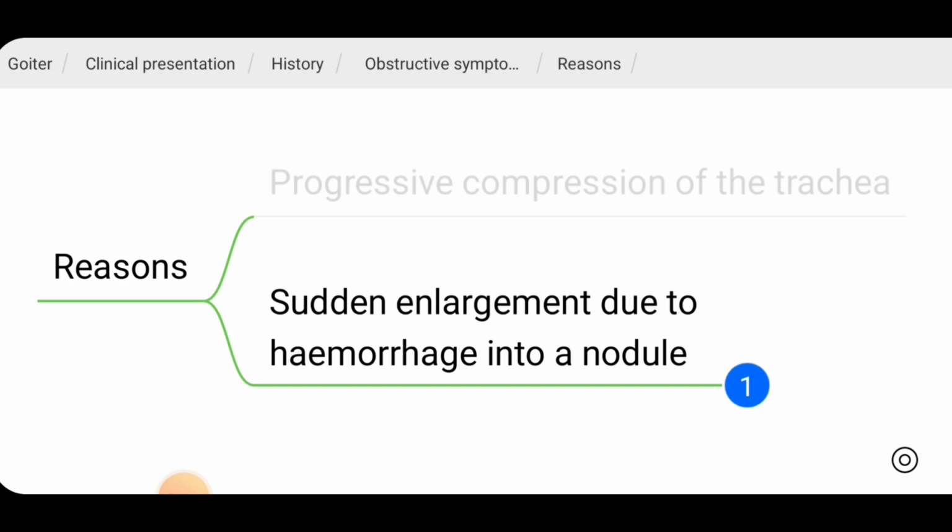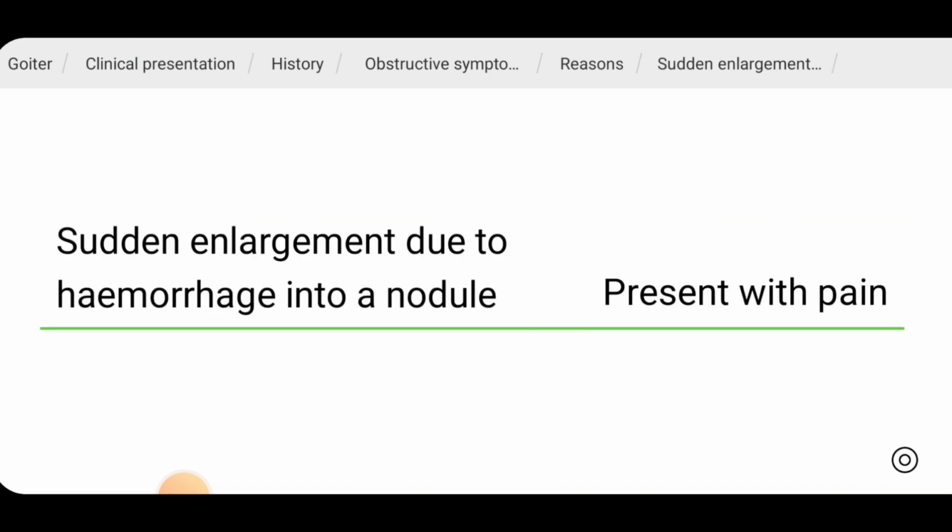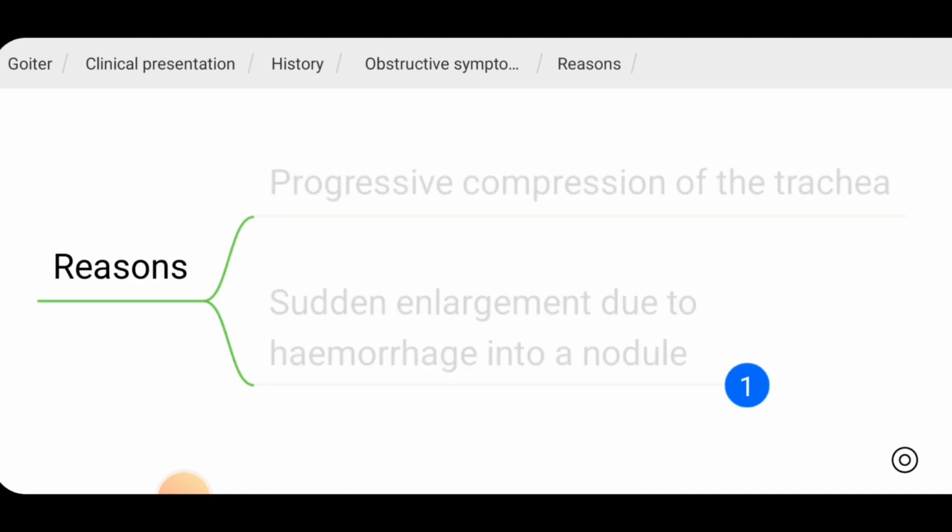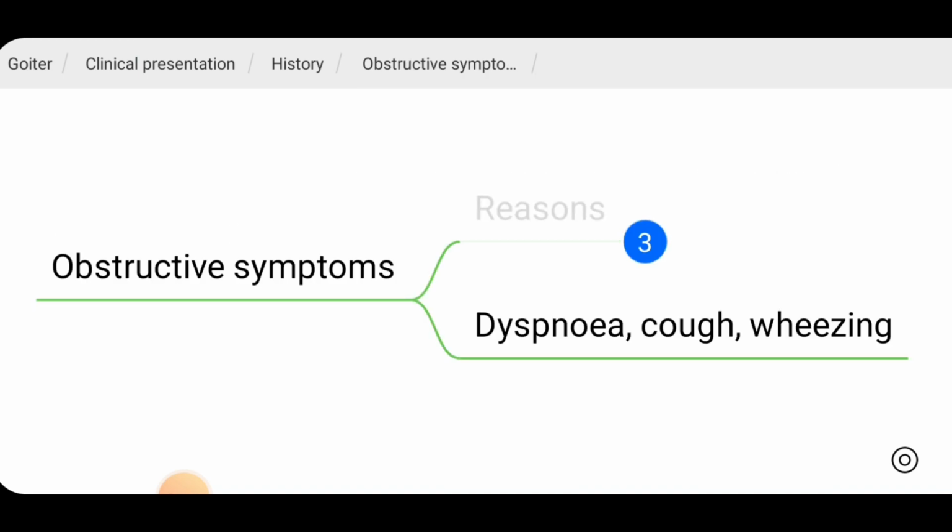And also the obstruction may occur due to sudden enlargement due to hemorrhage into a nodule. And in this case, the patient presents with pain. So if a person with goiter presents with acute onset of pain, then highly likely to have hemorrhage into a nodule. So the common obstructive symptoms are dyspnea, cough, wheezing, but rarely can get dysphagia.